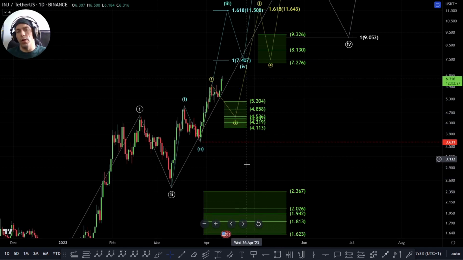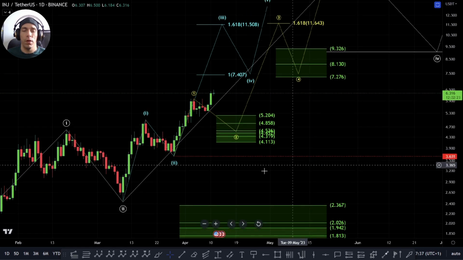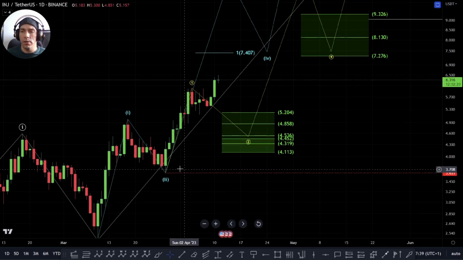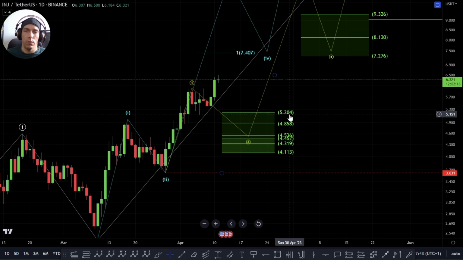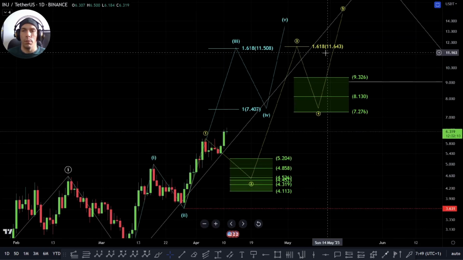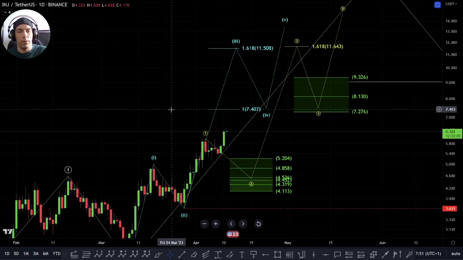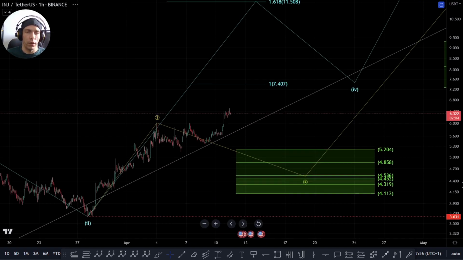So if we're looking for a direct push to the upside, what we want to see is this $3.63 maintaining. If we maintain this area and this lower support range here of this $5.204 to this $4.11 range, potentially we could be setting up for this bigger push up here towards this $11. So let's go into the smaller time frames here, and we can discuss a couple of things.